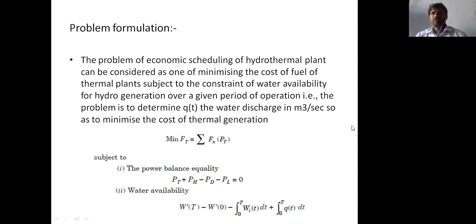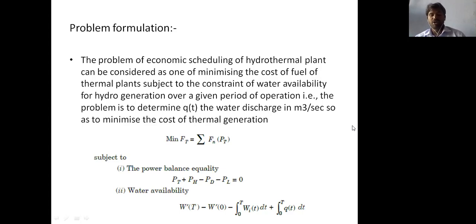There are three constraints. One is the power balance: total power generation of the hydrothermal system is equal to total load demand plus total losses, nothing but Pt plus Ph minus Pd minus Pl equal to 0. This is the power balance equation. Next constraint is the water availability constraint: W of t minus W of 0 minus integral 0 to t J of t dt plus integral of 0 to t Q of t dt.